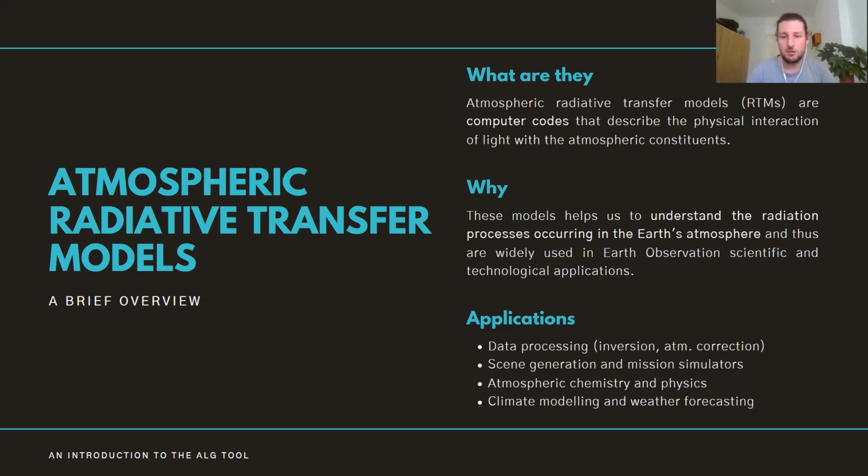To mention some, we have data processing applications, for example, inversion of atmospheric constituents, gases in the atmosphere, aerosols, and so on. We can also do atmospheric correction of the data. We can use these models to generate synthetic scenes and use them for mission simulators. These models are also used for atmospheric chemistry and physics, and they are widely used in climate modeling and weather forecasting.